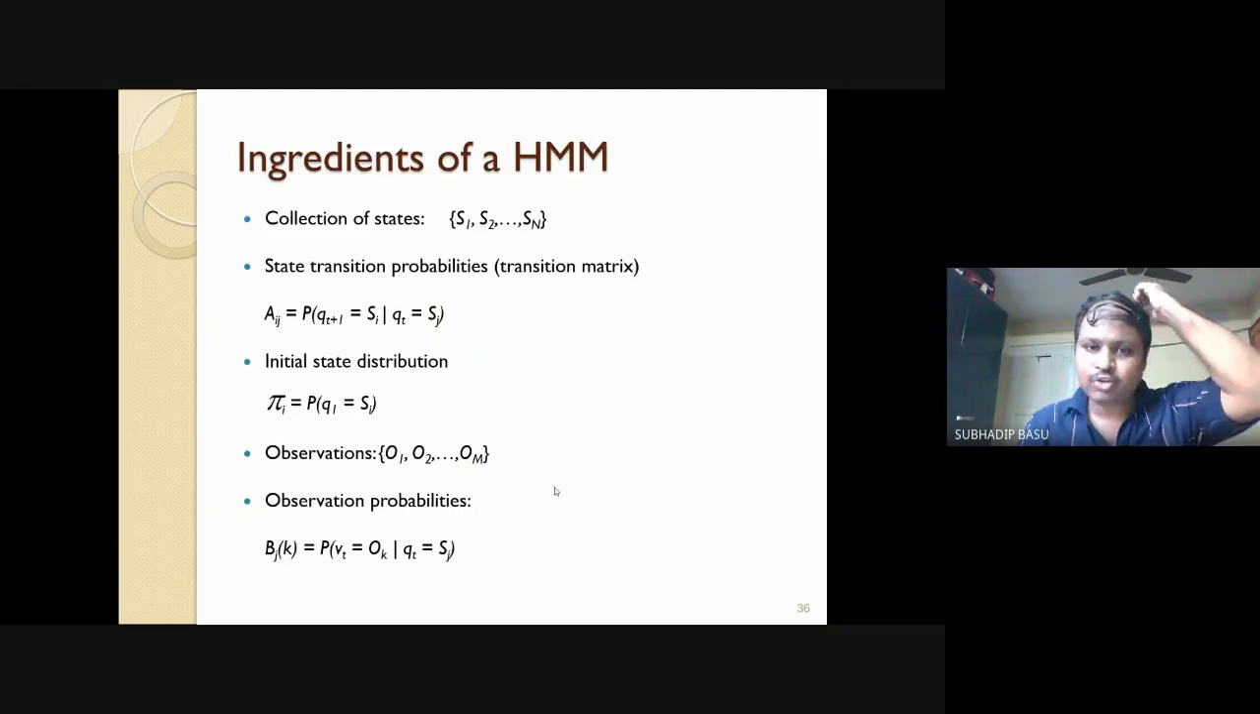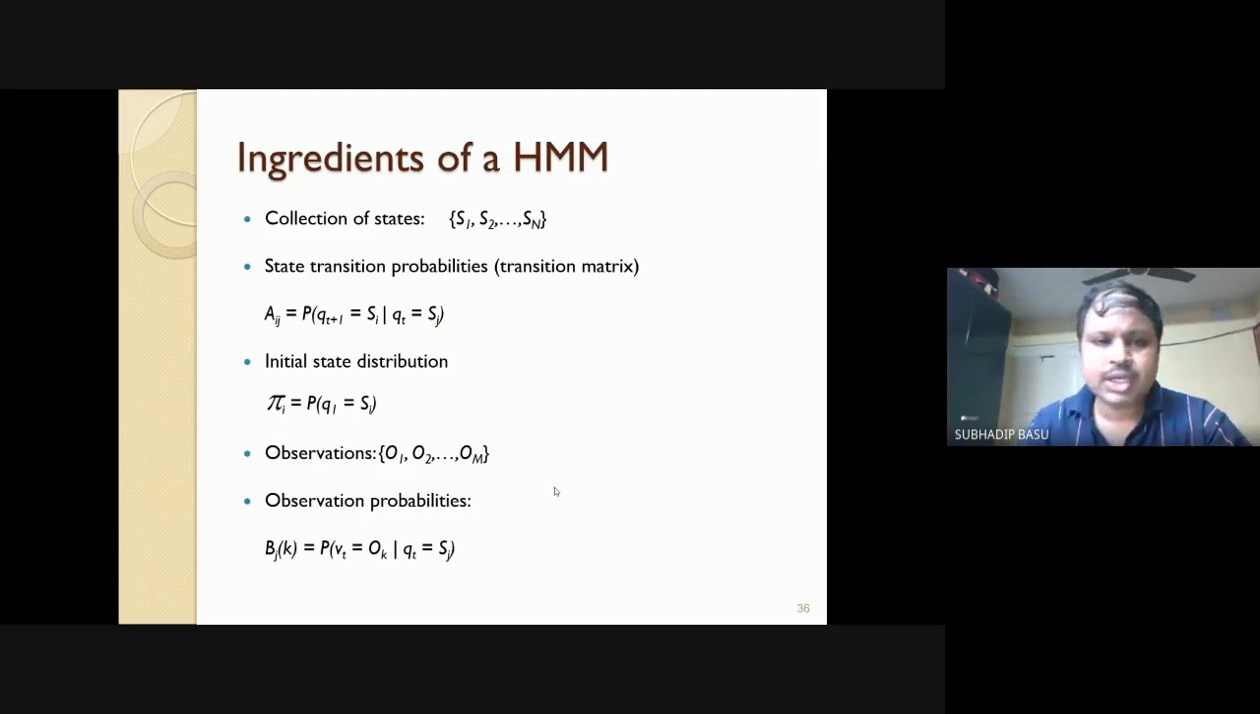There can be m number of observations, which is independent from the n number of states. And what are the different observation probabilities? Given Qt equals Sj, what is the observation Ok? So we will actually work with these five parameters: the collection of states, state transition probabilities, initial state distribution, observations and observation probabilities. With this, we can actually formulate any kind of problem using a hidden Markov model.